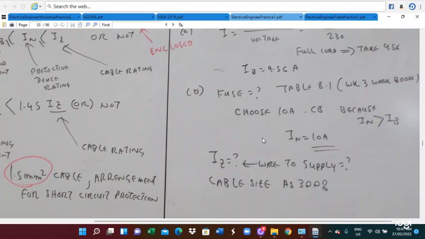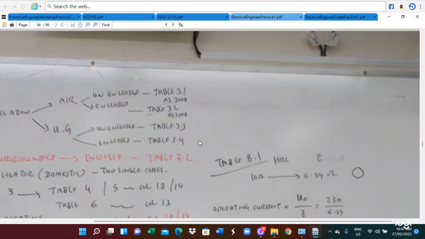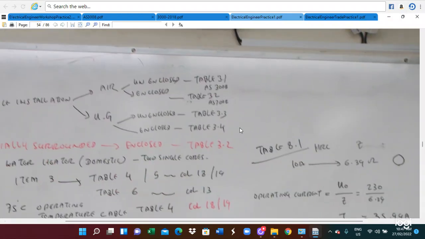For IZ, we have to size the cable. For cable sizing we utilize AS3008. If you select the cable in air, that will be an enclosed cable, so Table 3.1 has to be utilized. For a cable enclosed, you have to utilize Table 3.2. Underground installations are in Table 3.3, and underground enclosure in Table 3.4.